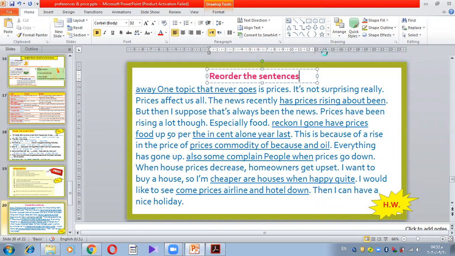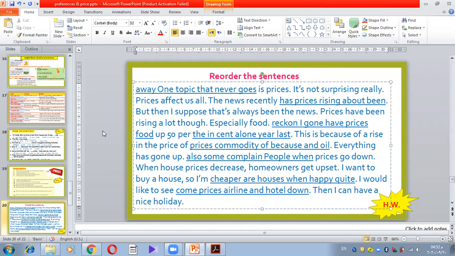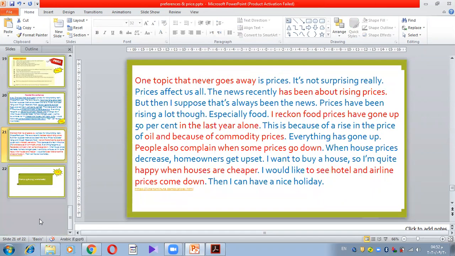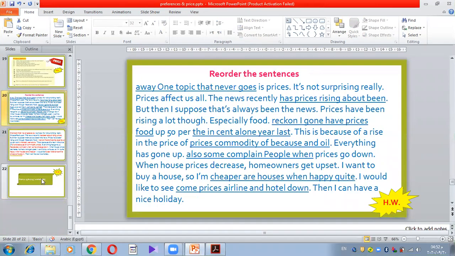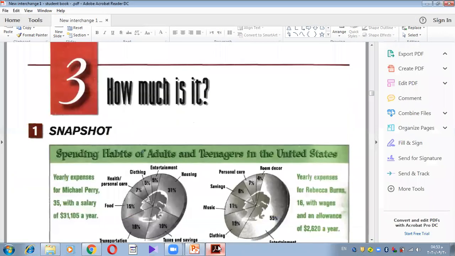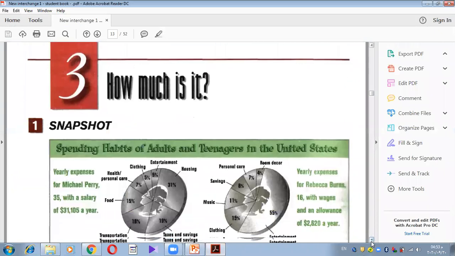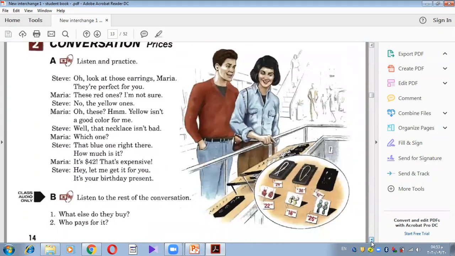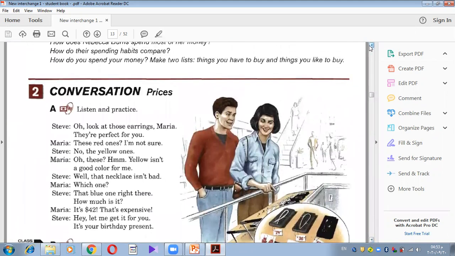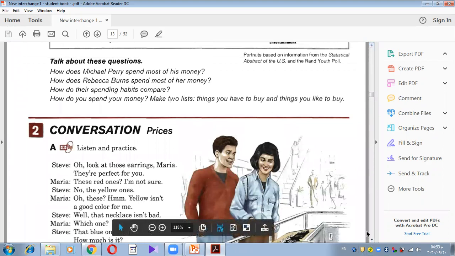It's about reordering the sentences. So just try to order these sentences, guys, according to what you have in this paragraph. And finally, from page 13 to page 15 in your worksheet. Worksheet 1, book 1. Now let's have a look at our book. It's page 14, as I remember. Yes, page 14.